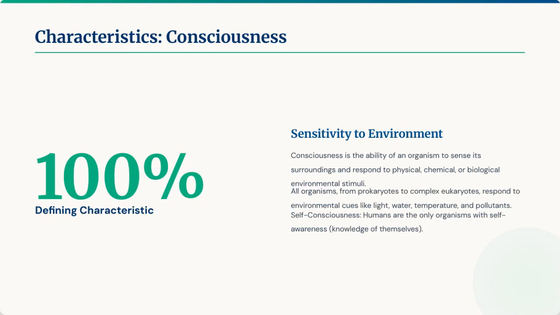Consciousness is fundamentally defined by an organism's sensitivity to its environment. This means it has the ability to sense what's happening around it and respond accordingly to various stimuli, whether they are physical, chemical, or biological. This characteristic is widespread. Every organism, from simple prokaryotes to complex eukaryotes, reacts to environmental cues like light, water, temperature, and even pollutants. However, what really sets humans apart is self-consciousness, which is a deeper level of awareness where we recognize ourselves as individuals. This self-awareness is unique to humans and highlights the complexity of our consciousness compared to other organisms.